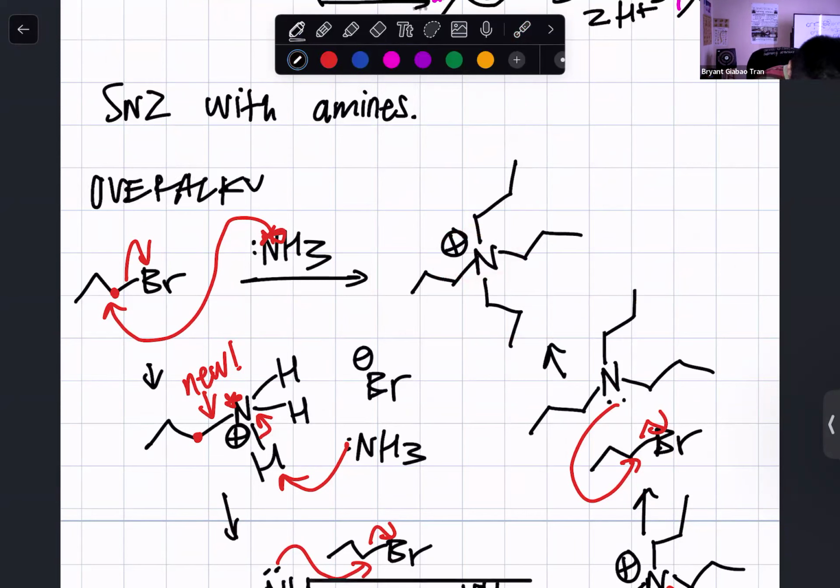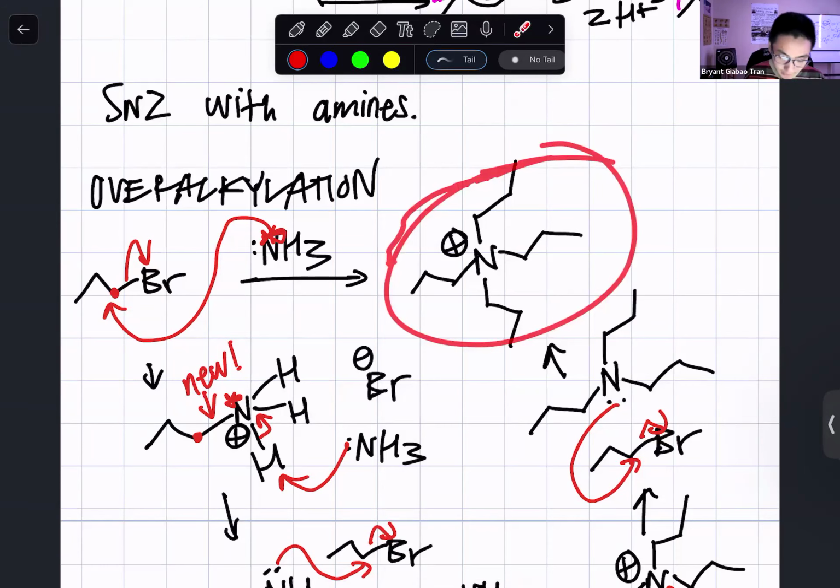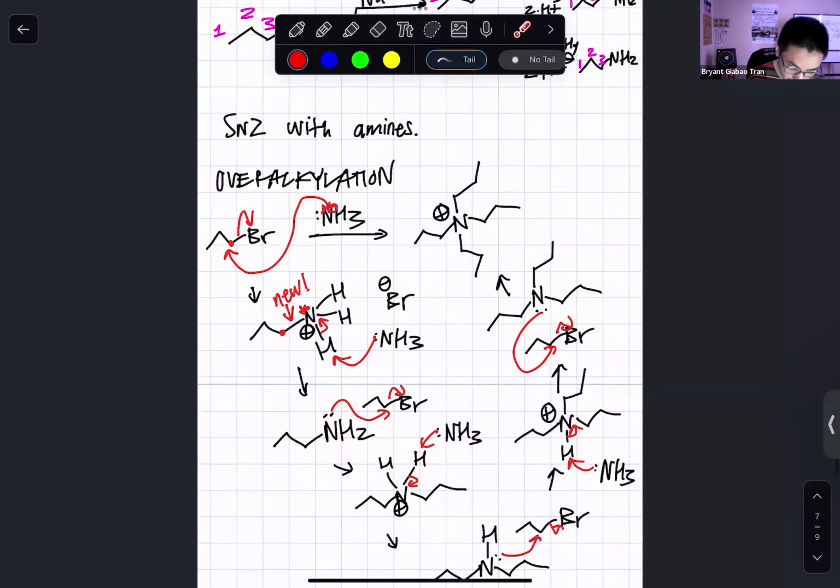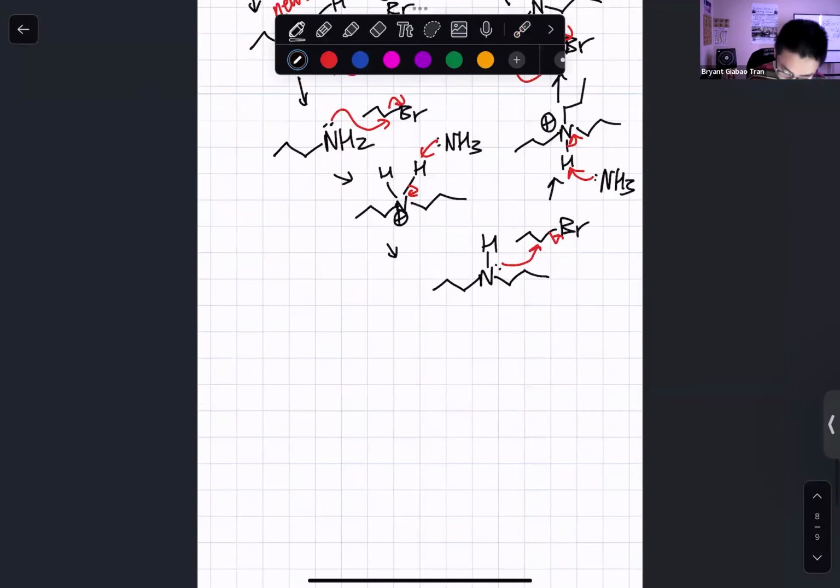And this is a big problem in lab or synthetic purposes, because let's say we want to end up with a primary amine or a secondary amine or even a tertiary amine, right? We don't want to get this weird quaternary ammonium ion. So this is a bad synthesis reaction, right? A bad reaction to do in lab. A better reaction would be reductive amination.